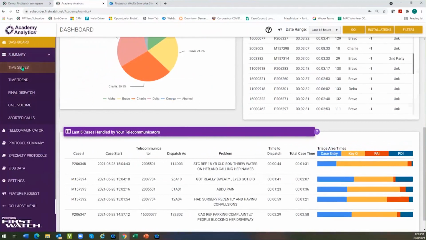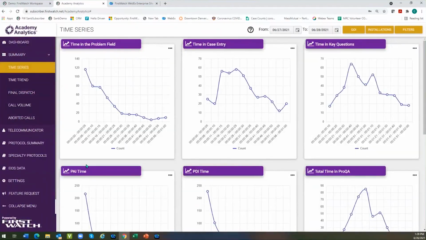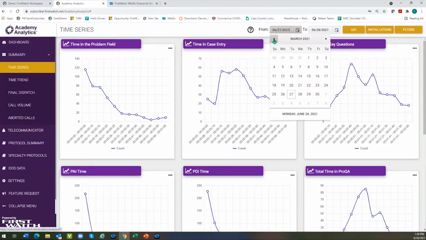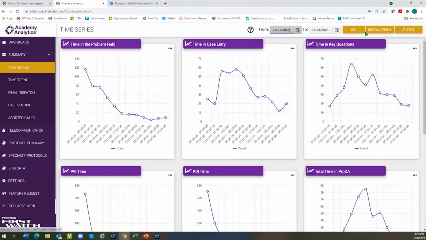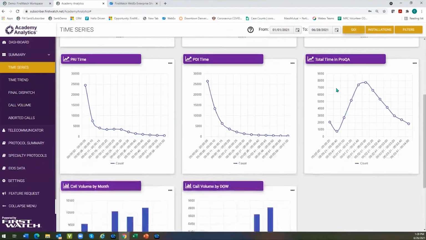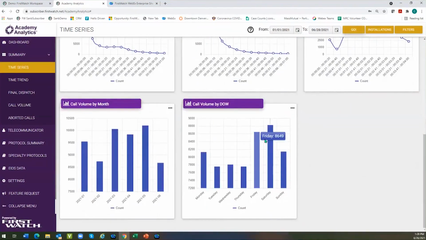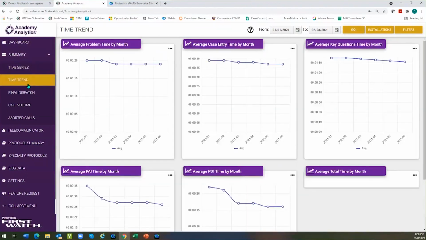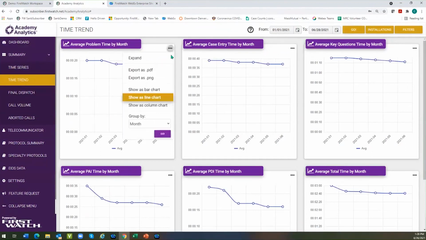Now taking a look at the time series, you can see how long each portion of the protocol takes to process. Let's add a little bit more data. Here you can also see the call volume by month, as well as call volume by day of week. In time trend, you can see all of these charts as well, but now we're looking at the process over time. Here you can group by month, by week, by day, day of week, or hour of day.